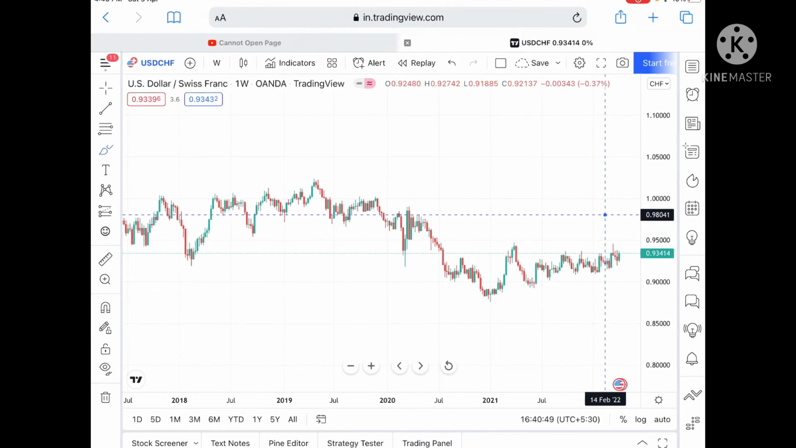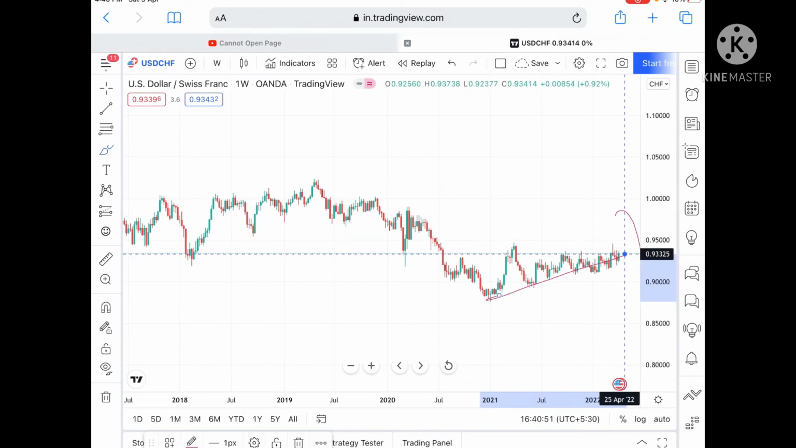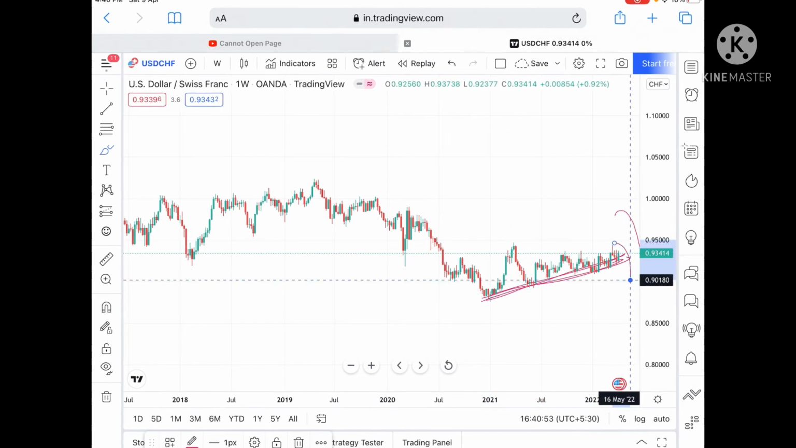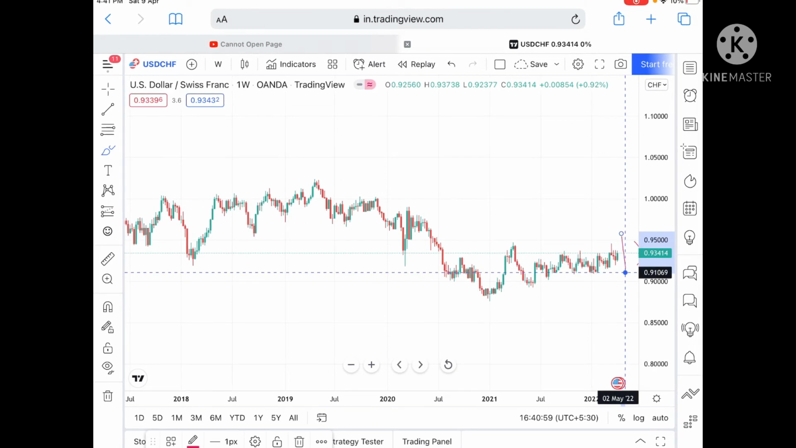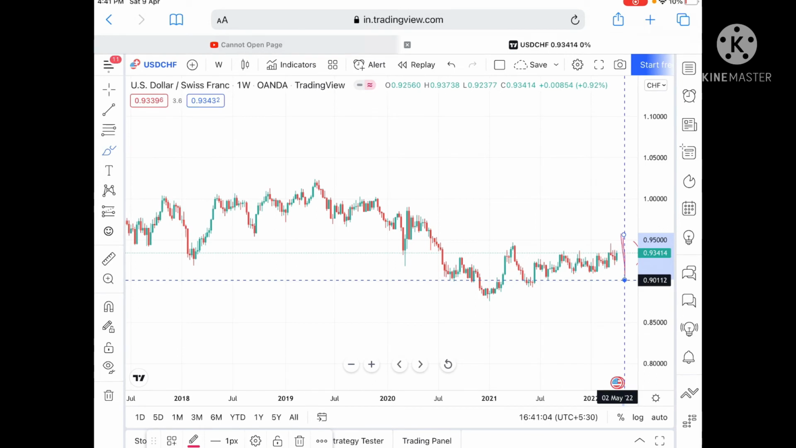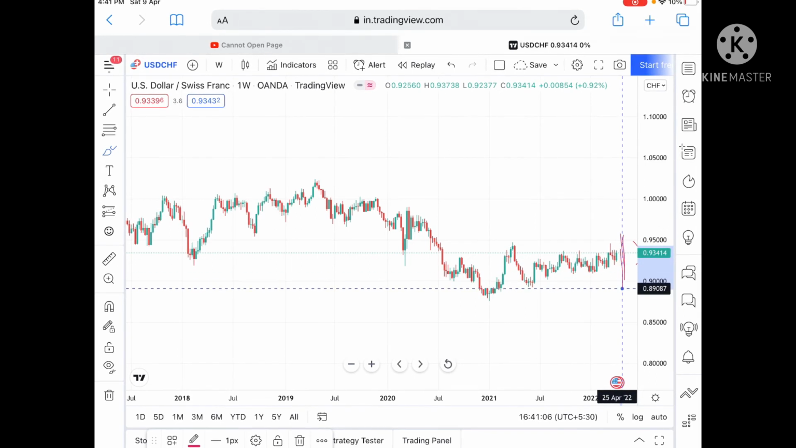Okay, but suppose if the price didn't sustain this particular level and this particular range breaks downside, then we can see it can touch a level of 0.9226, and from there we can see it can touch a level of 0.9161. Suppose the price goes below this level, then we can see a level of 0.90112, and from there we can see a level of 0.89223.